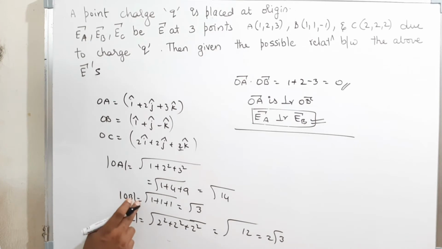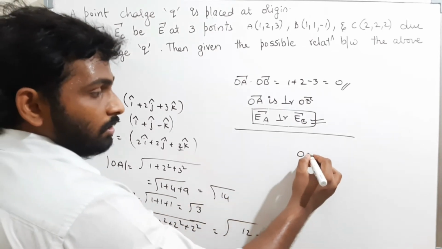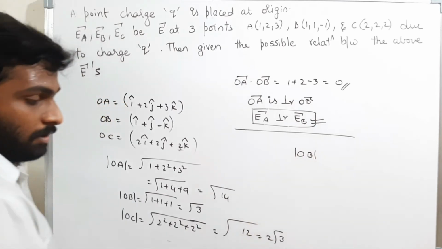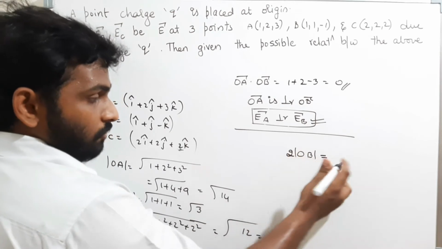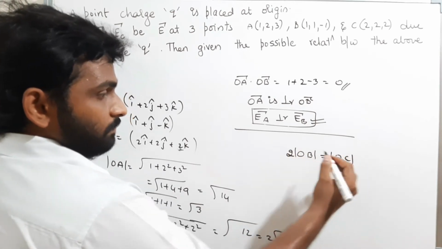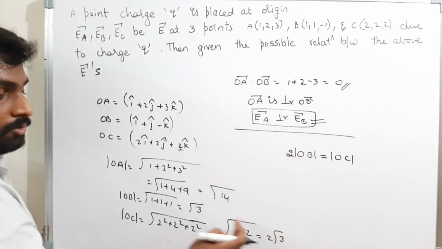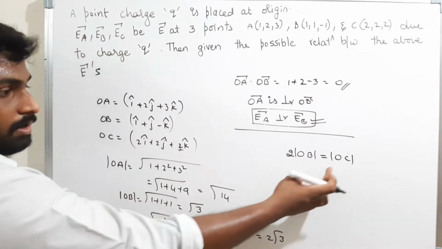Now, if you observe carefully, what is the relation between OB and OC? 2 into the modulus of OB is nothing but OC. OC is 2 into root 3, and root 3 is OB. Therefore, OC is nothing but 2 into OB.